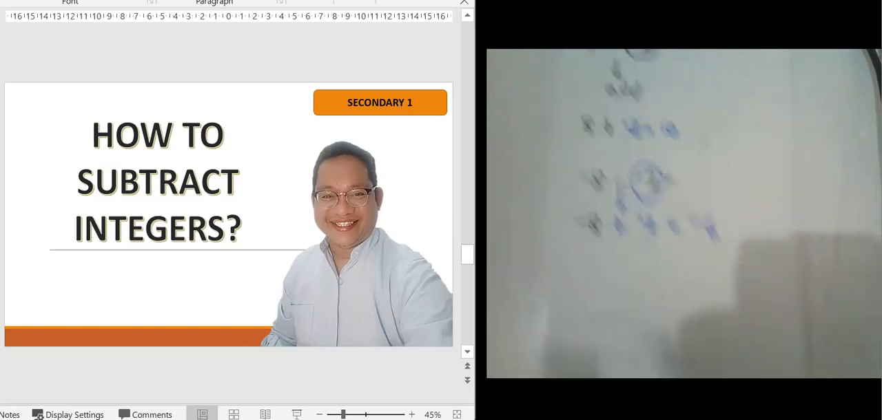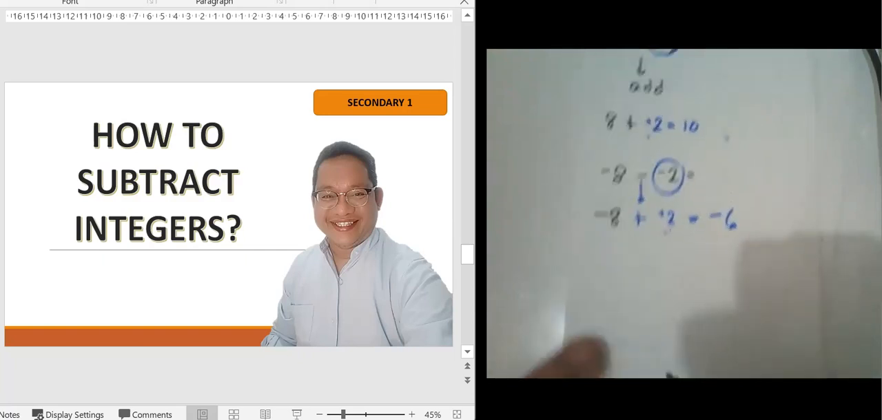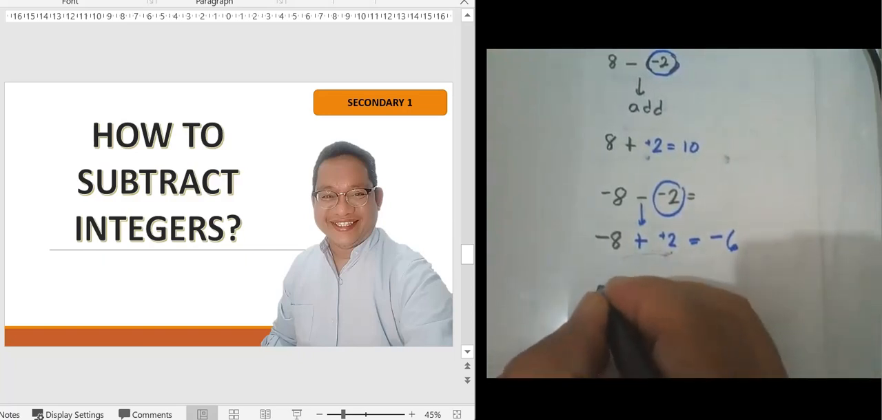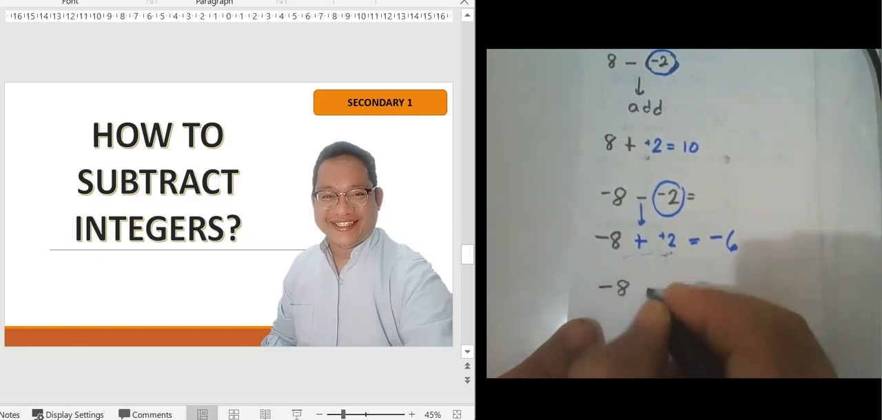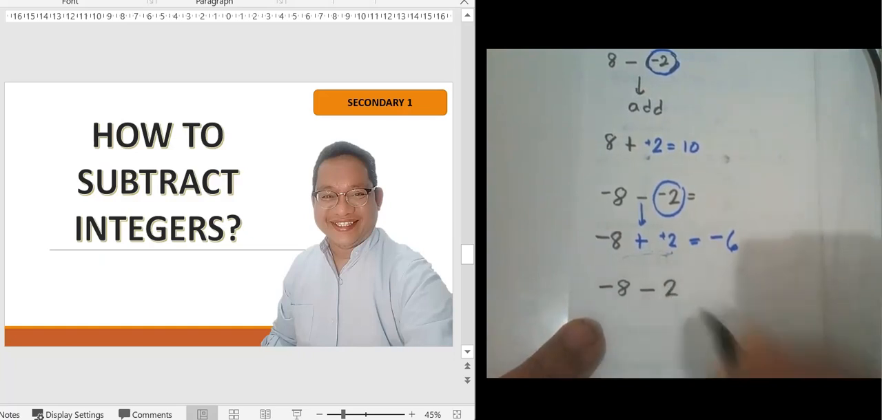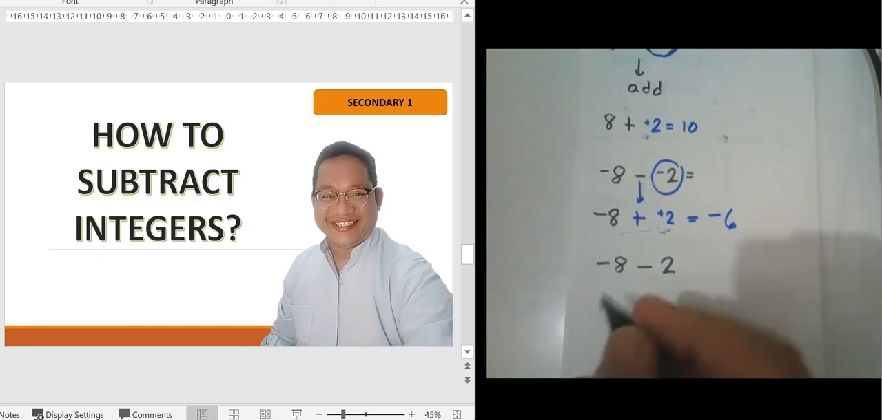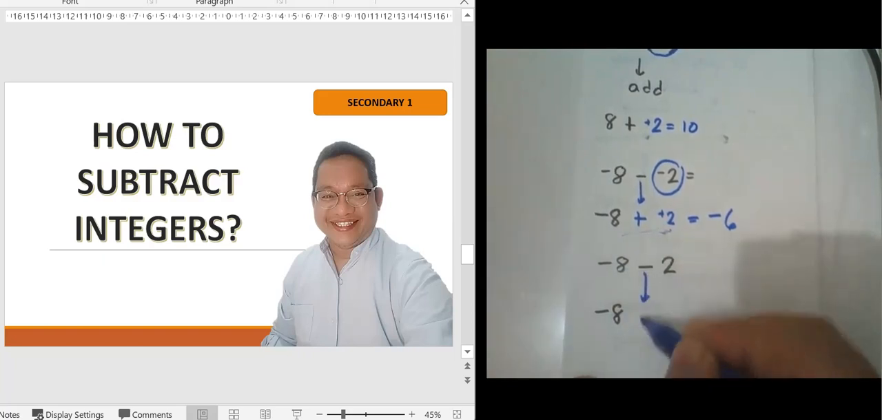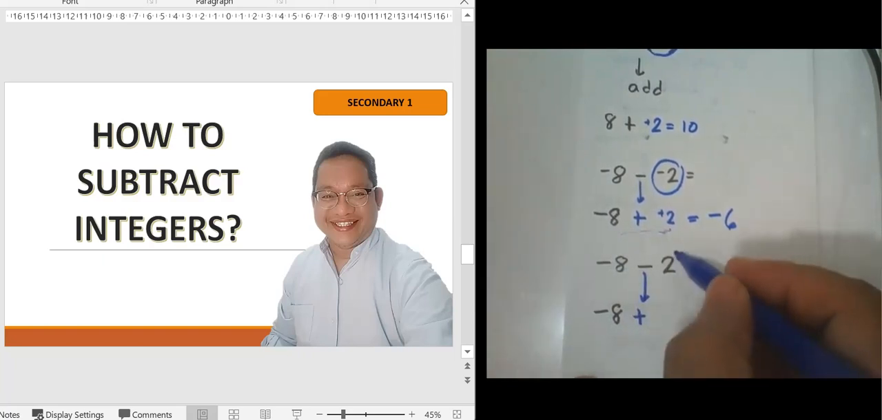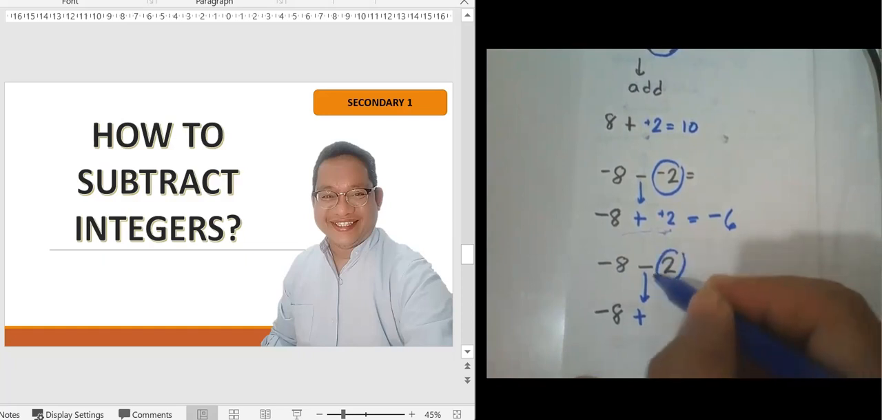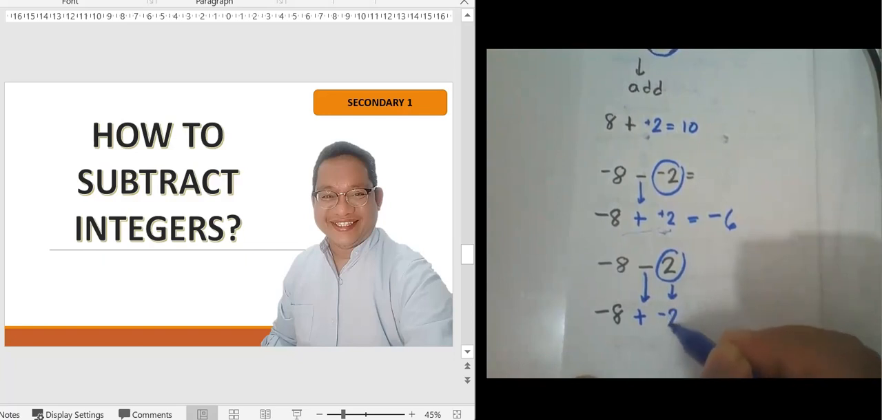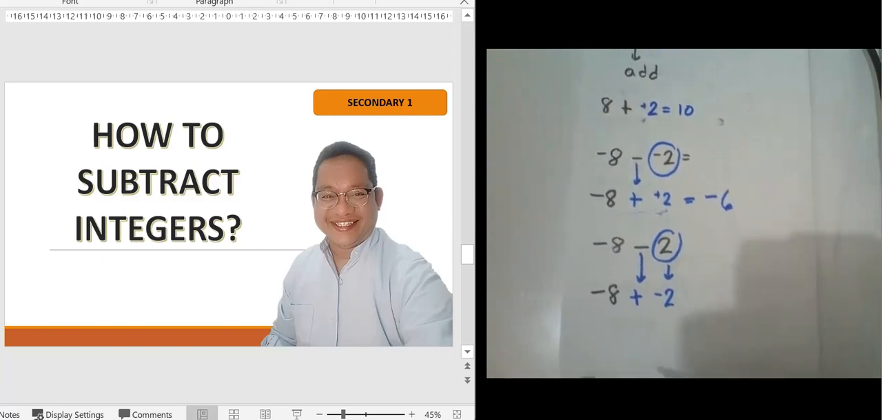So let's say, I'll make another example. What about if I have -8 minus 2? Okay, so again, the first step is to copy the -8 and the minus, change that operation to addition, and then the remaining one, take the reverse of that or inverse of that, which is -2. So the answer now is -10.